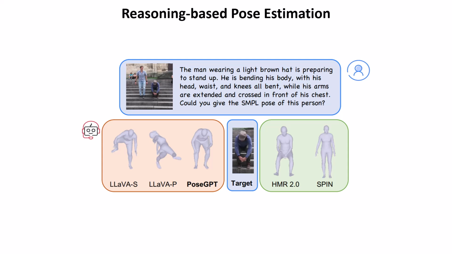And of course, we cannot describe any pose in a text in a very clear manner to explicitly match the image. So we can see that this -P result is not very good. But on the right side, we can see HMR version 2 and SPIN that are specifically designed to do this human pose estimation. And remarkably, PoseGPT is even performing better here than SPIN.